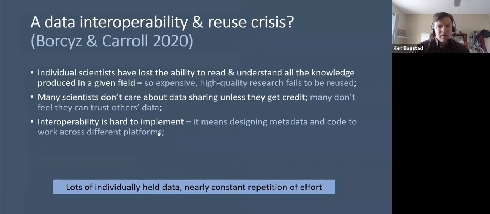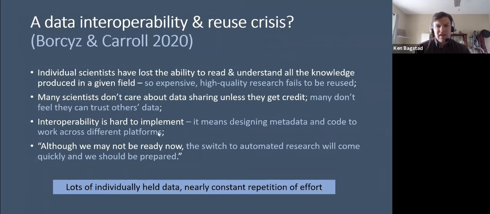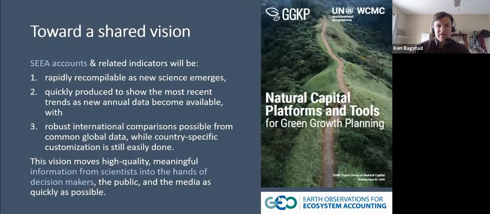I'm going to go through this really quickly, but this is just to say that scientists understand that a lot of scientific information is getting wasted. Their data sharing is uneven, and the switch to automated research may happen quickly, even if we're not prepared for it. So the status quo today is lots of individually held data, and we replicate effort all the time. And so this is what interoperability is trying to get around.